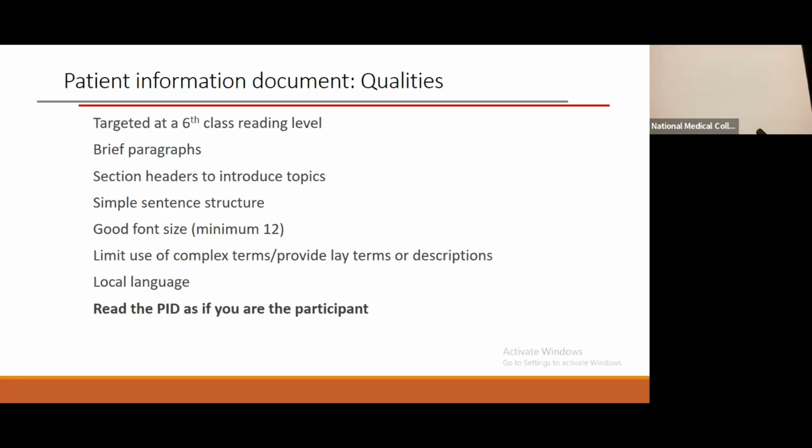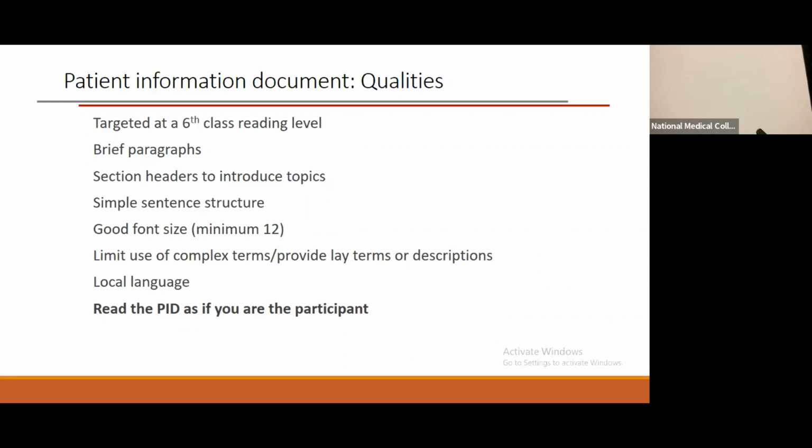Leave aside the patient understanding. So write very simple words which somebody can understand. Local language. Translate into local language. Don't thrust upon a language which they don't understand. And always read the patient information document yourself. And it's a good idea to give it to your office staff.